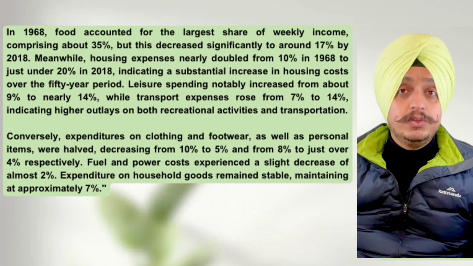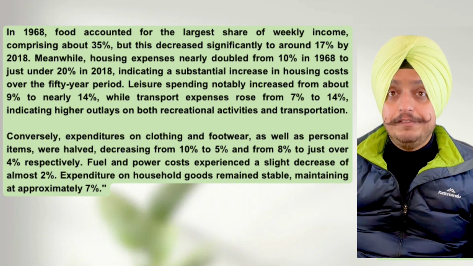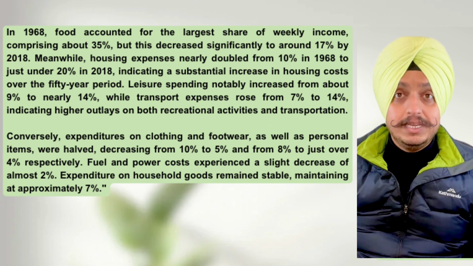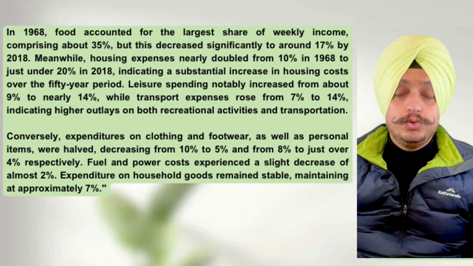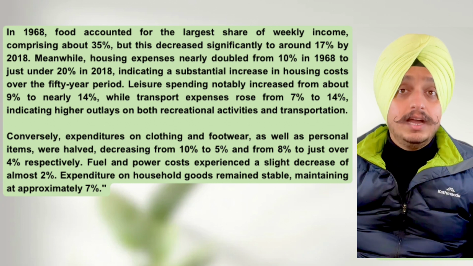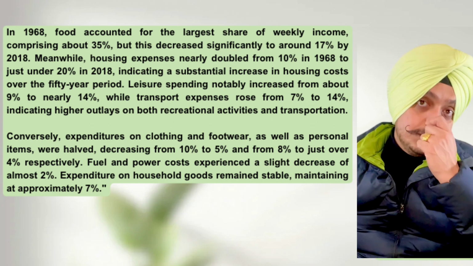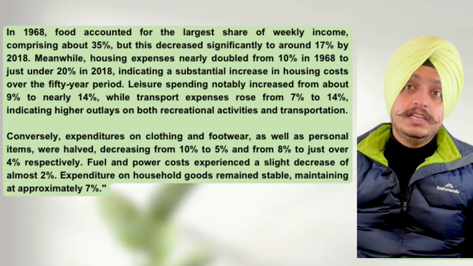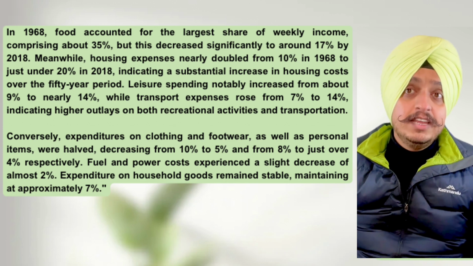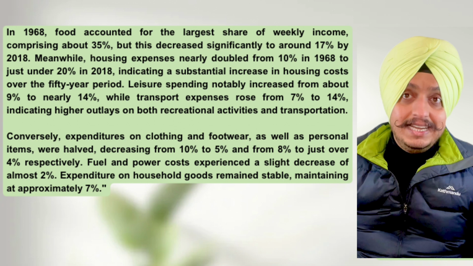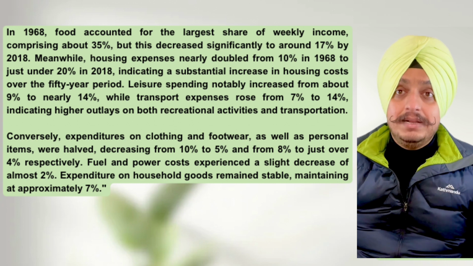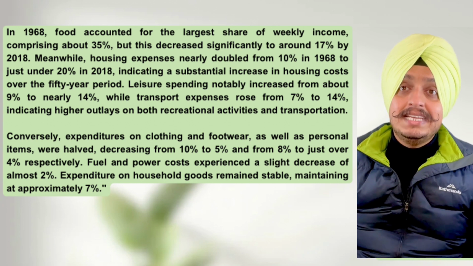Leisure spending notably increased from about 9% to nearly 14%, while transport expenses rose from 7% to 14%, indicating higher outlays for both recreational activities and transportation. Conversely, expenditure on clothing and footwear as well as personal items were halved, decreasing from 10% to 5% and from 8% to just over 4% respectively. Fuel and power cost experienced a slight decrease of almost 2%, and expenditure on household goods remained stable, maintaining at approximately 7%.